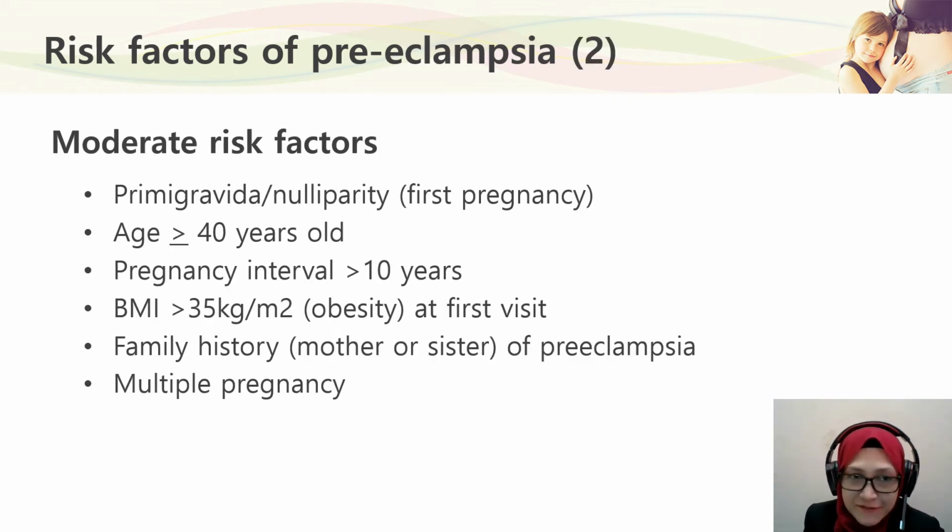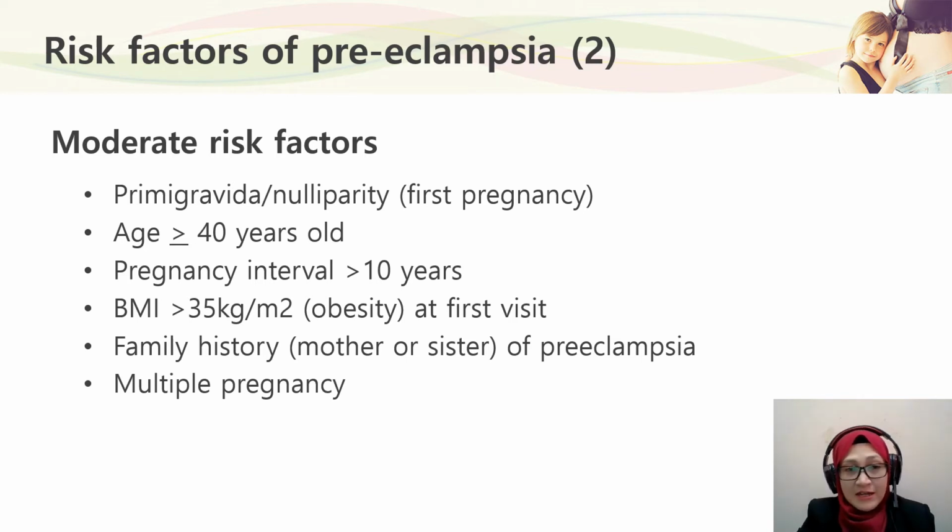For the moderate risk factors, it can include primigravida or nulliparity. So primigravida is the first gravida. Gravida is pregnancy, parity is delivery. So primigravida is the first pregnancy. If it's a first pregnancy, the woman might also have a risk factor. It is actually a risk factor as well. Nulliparity goes along with primigravida. So nulliparity is they haven't delivered before.